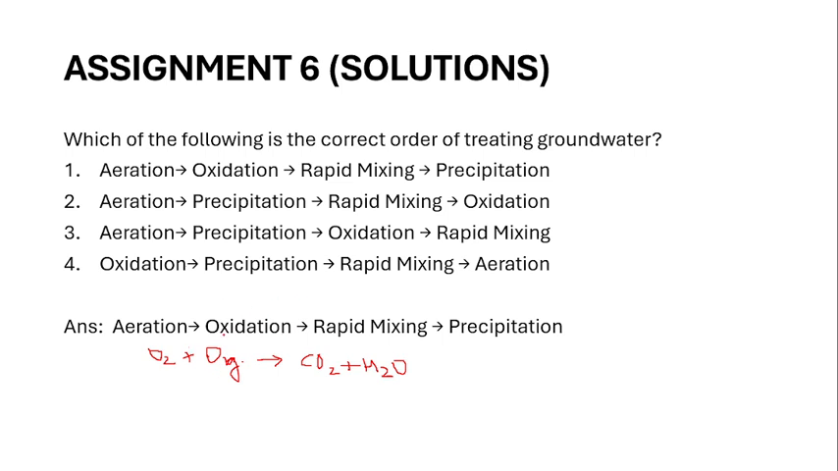Then with the help of the oxygen, we do the rapid mixing. Rapid mixing allows us to ensure that no sludge is formed without any reaction. So the continuous reaction is going to happen between the microorganisms and the waste matter present in the water. And then what happens is the precipitation. Finally, after the complete reaction is finished, the precipitation of the sludge will happen. So the right order is aeration, followed by oxidation, followed by rapid mixing, and then precipitation.